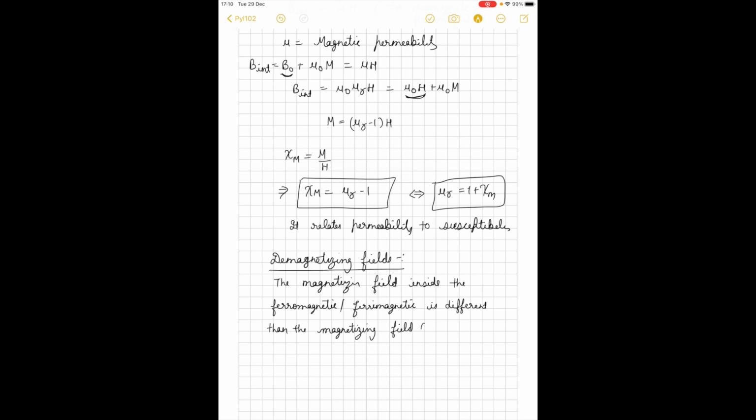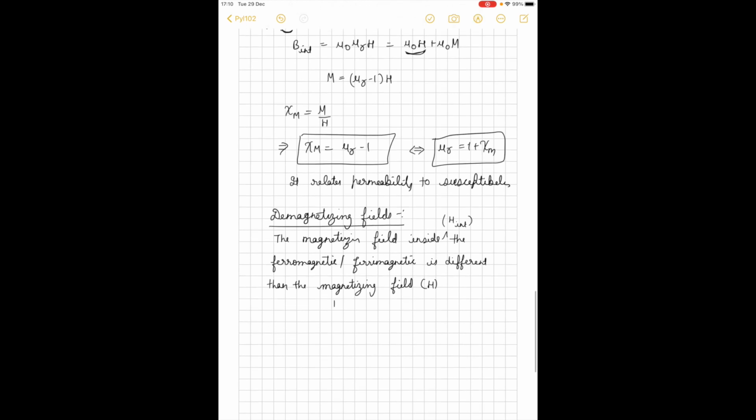So the magnetizing field, which was the external one, is H ext, and the magnetizing field inside we will denote using H int. Okay, and why is it different? Because the M is pretty large for these kind of materials.